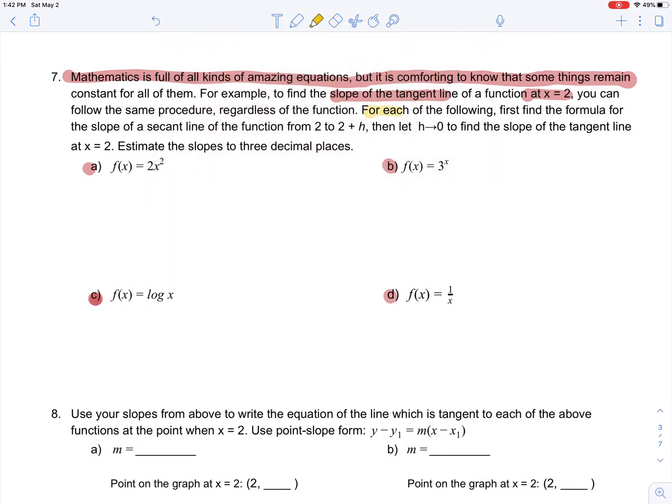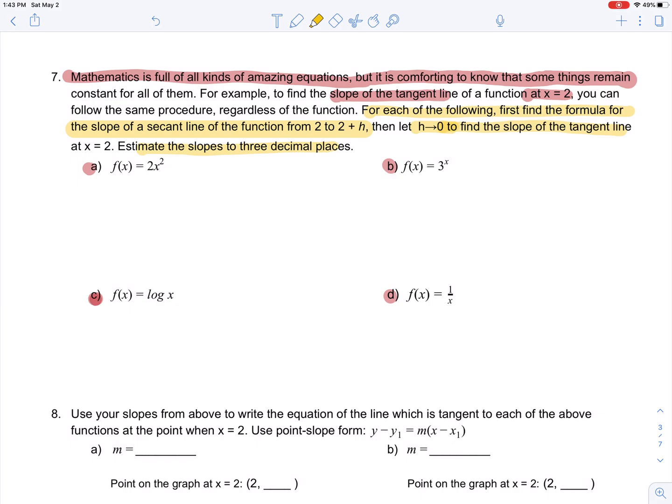It says for each of the following, first find the formula for the slope of the secant line between 2 and 2 plus h. The next thing you're going to be doing is have h approach 0 to find the slope of the tangent line. So we're going to narrow down the interval to eventually where that line will graze the graph at 1 point. And then you're going to estimate that slope to 3 decimals. So let's go ahead and do that.